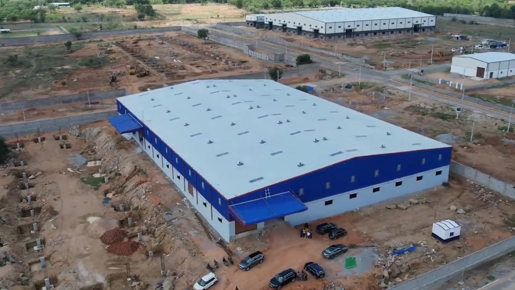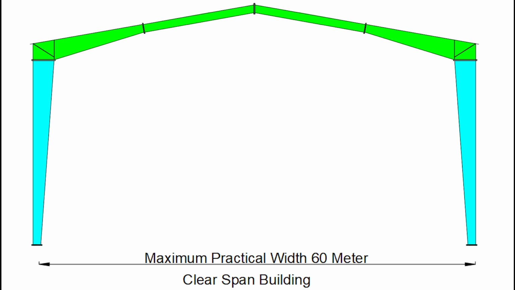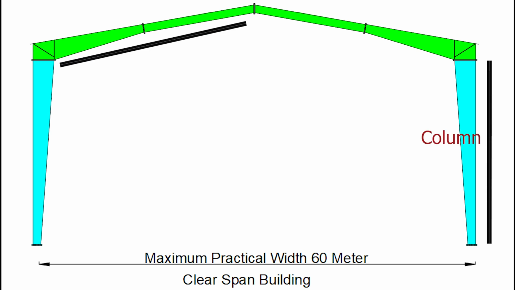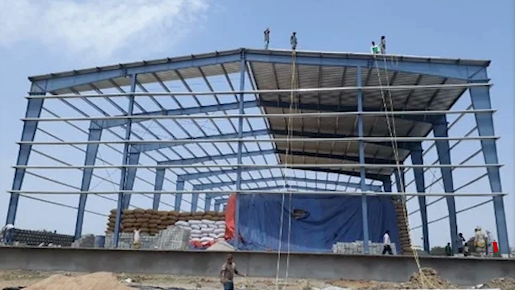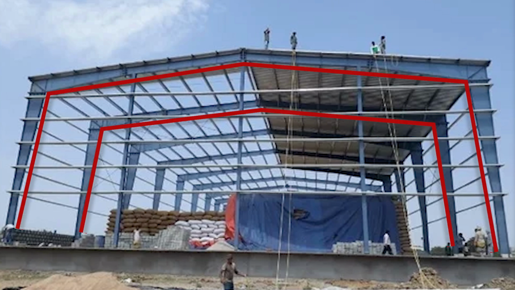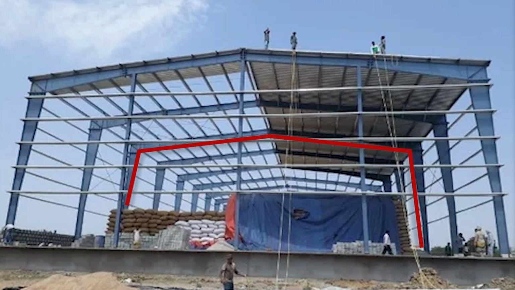First of all, we will understand this cross section. The vertical members are called columns and the horizontal members are called rafters. There are many other components which we will discuss in further videos. In this structure, columns and rafters are fastened together to form a frame, and several frames are joined together with purlins to form the building.